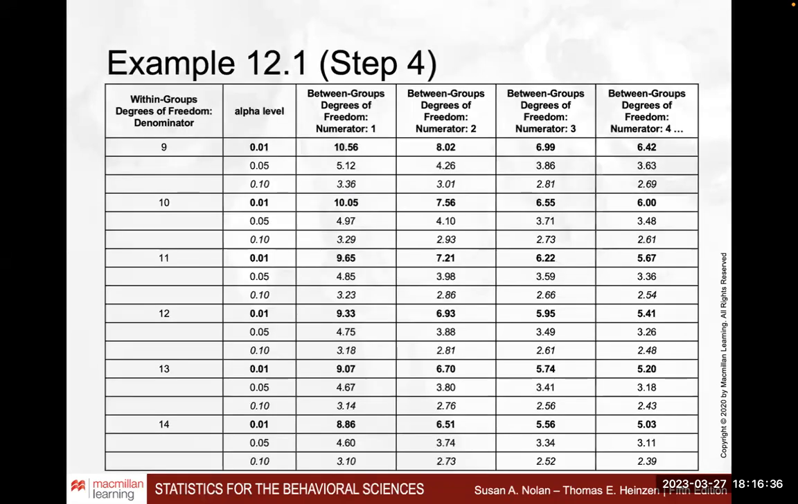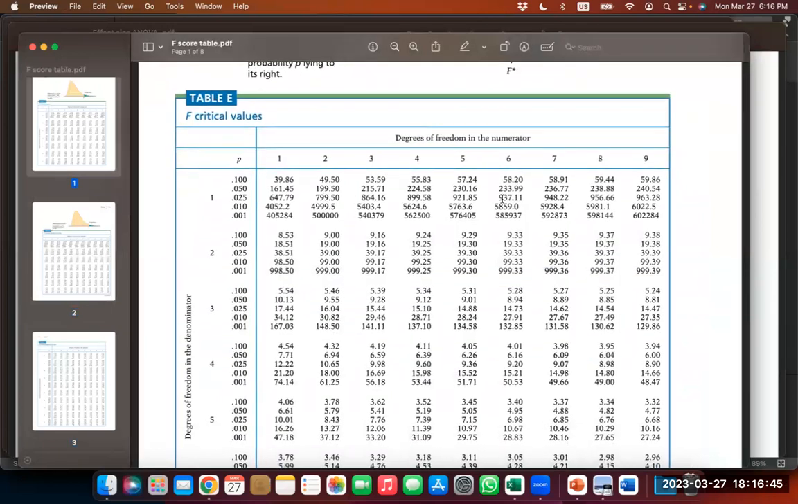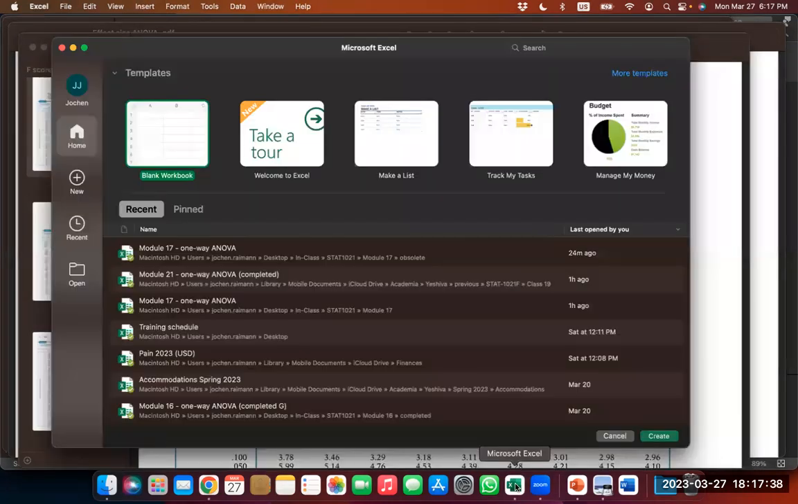So also know how to read an F-score table, which allows you to see the critical cutoff. You have degrees of freedom in the numerator and degrees of freedom in the denominator. Degrees of freedom in the numerator are the number of groups minus one, as we know, and the degrees of freedom in the denominator are those within the groups. So if you have degrees of freedom of, let's say, three in the numerator and four in the denominator, you can find your alpha, your critical value, in the respective block, which determines your critical region.